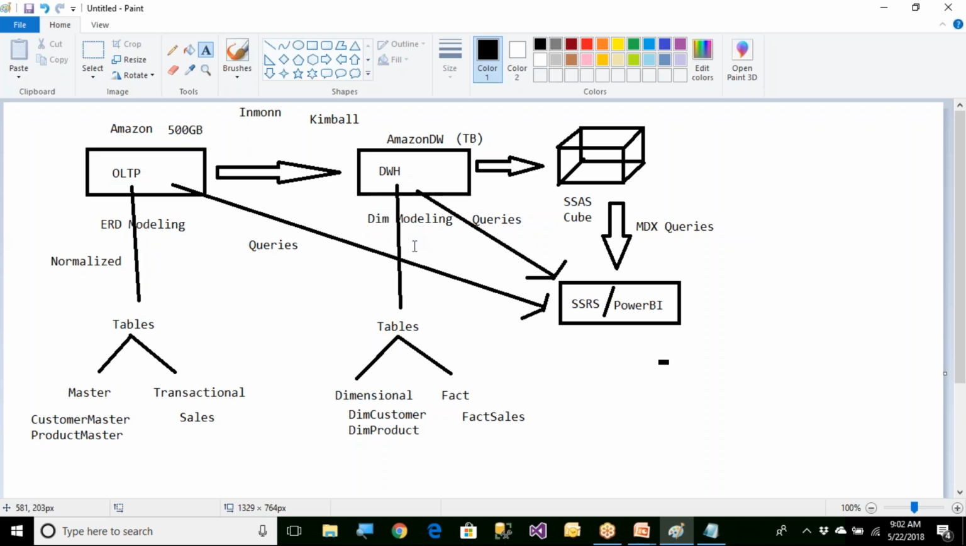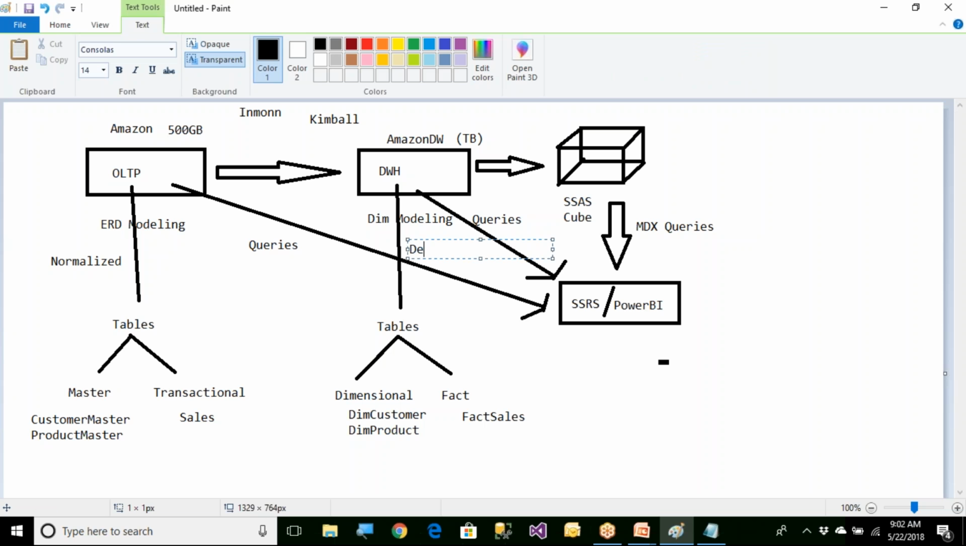And dimension modeling is going to give you a denormalized architecture, where you will have more readability and faster readability. So that is the bigger change from Inmon to Kimball. 60 to 70% of the companies are using dimension tables and fact tables. If somebody says I'm using a dimension table and fact table, that means indirectly they're following the Kimball methodology to create a data warehouse.